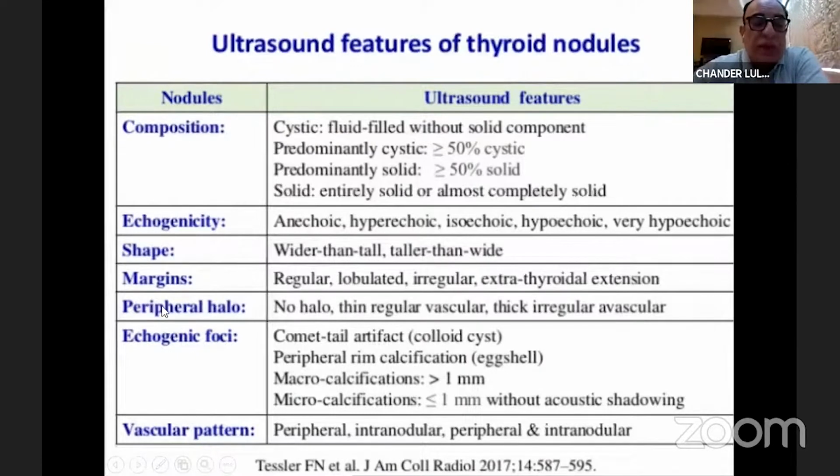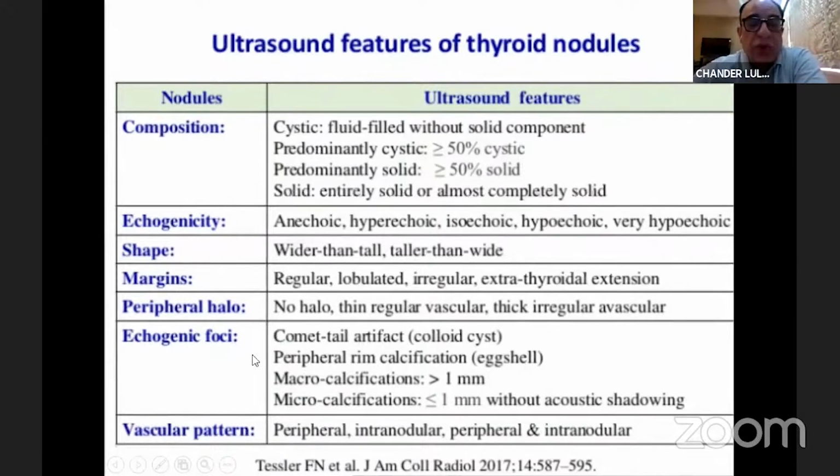We do see the compression of surrounding tissues, which forms a peripheral halo. And usually you may or may not have a halo. If it's very thin and vascular, then it's usually benign. And if it's thick, irregular, and avascular, it usually indicates there's infiltration of the surrounding tissues.